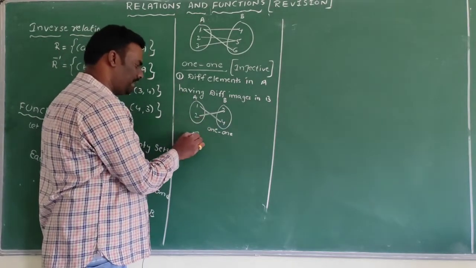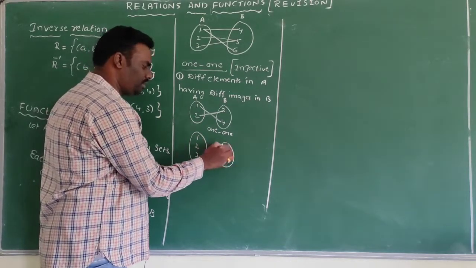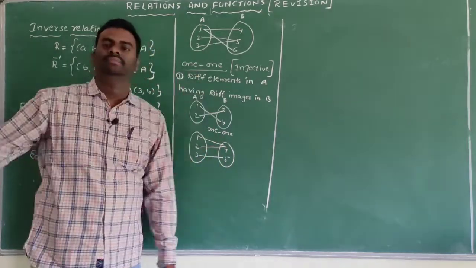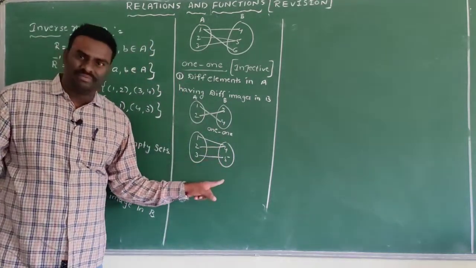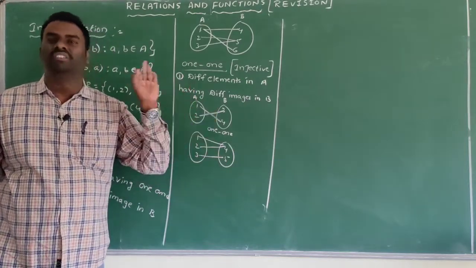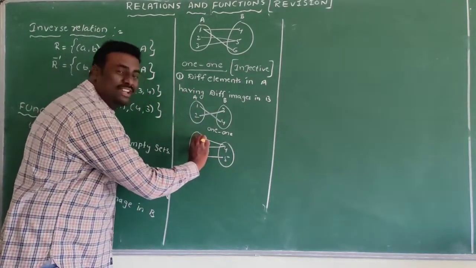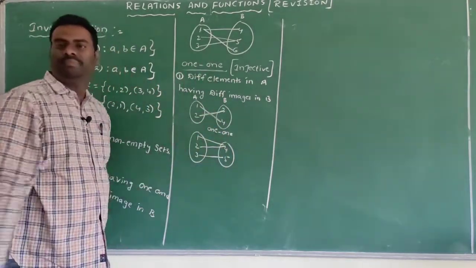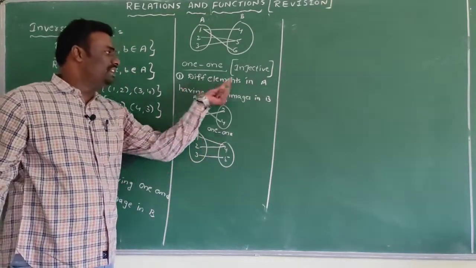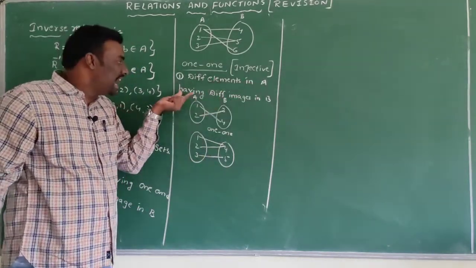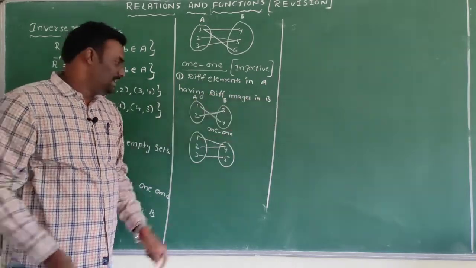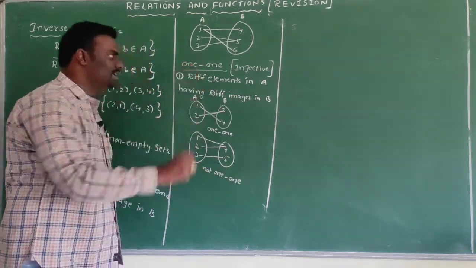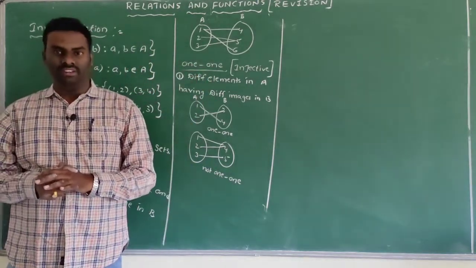I will take like this. 1, 2, 3, 4, 5. 1 related to 4, 2 related to 4, 3 related to 5. It is function, but it is not one-to-one function. Why? Because different elements are having same image. One having image 4, two having image 4. But what is our definition? Different elements in set A having different images in set B. That's why it is not one-to-one. This is the general definition of one-to-one function.